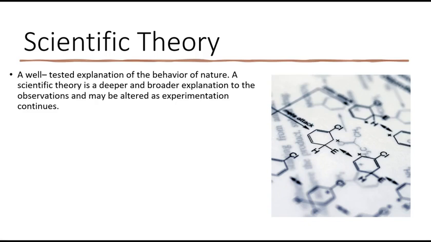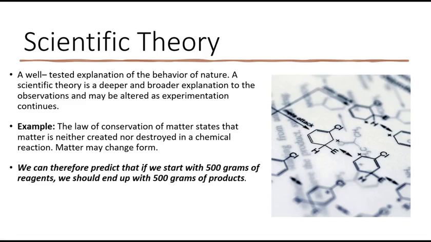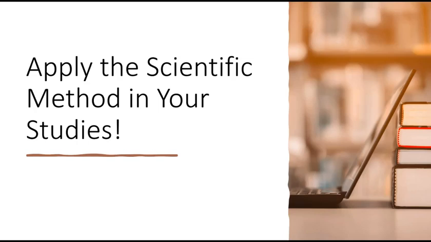A scientific theory is a deeper and broader explanation to the observations and may be altered as experimentation continues. For example, the law of conservation of matter indicates that matter is neither created nor destroyed in a chemical reaction, but it may change form. We can therefore predict that if we start with 500 grams of reagents, we should end up with 500 grams of products. The why to the law of conservation of matter was explained by early scientists with Dalton's atomic theory. We will learn the currently accepted scientific theories that explain the why. Make sure to apply the scientific method to your studies.